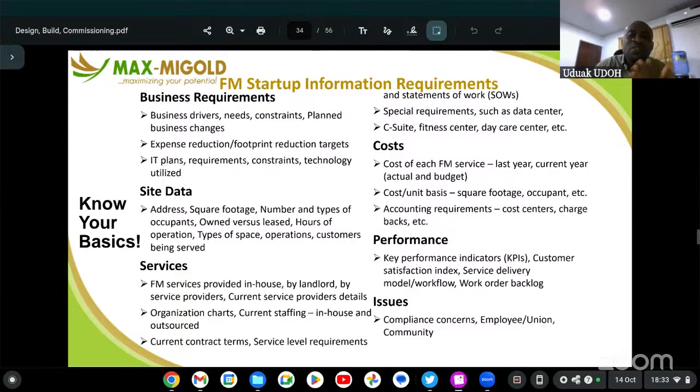So we need to really understand our site very well, how they operate, how we can meet customer satisfaction, how we meet the end users' needs. Then what form of services are we rendering? It's always good for us to know. We should understand the service level agreement. We should understand the contract too, attained when handling a facility.